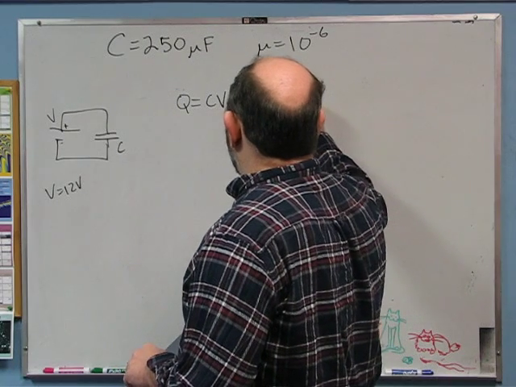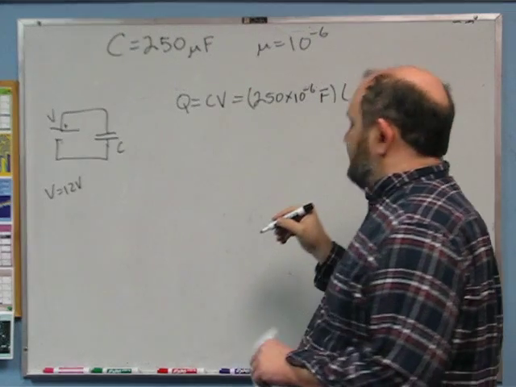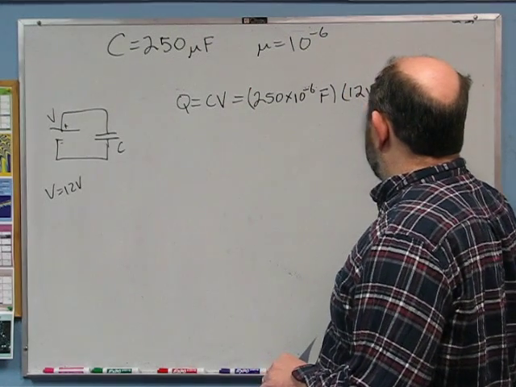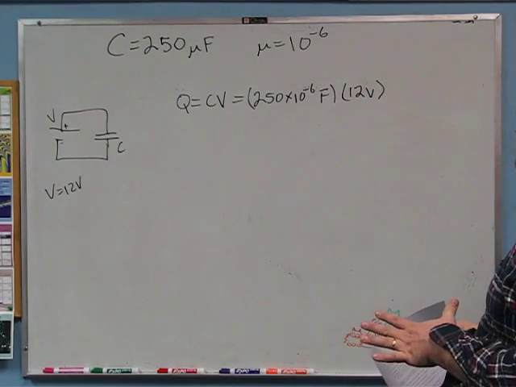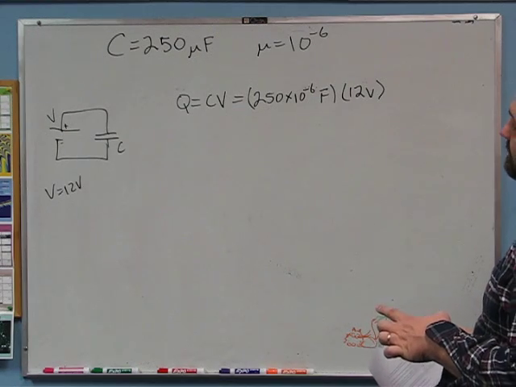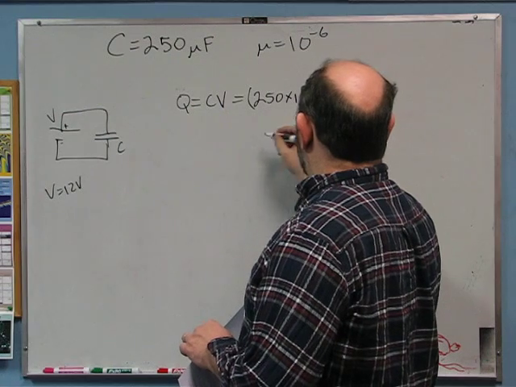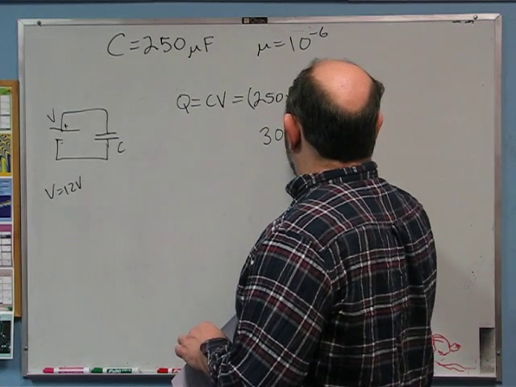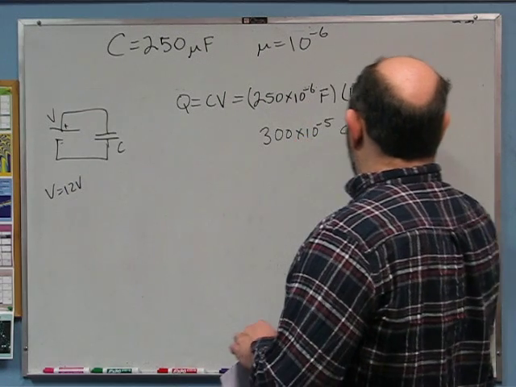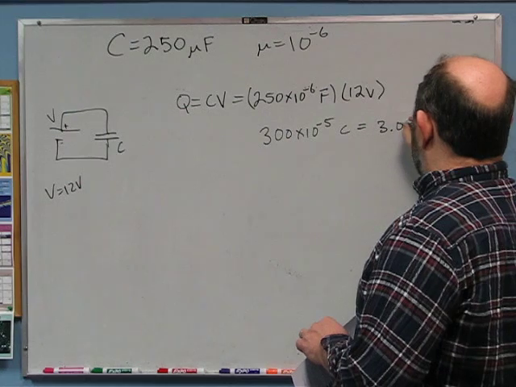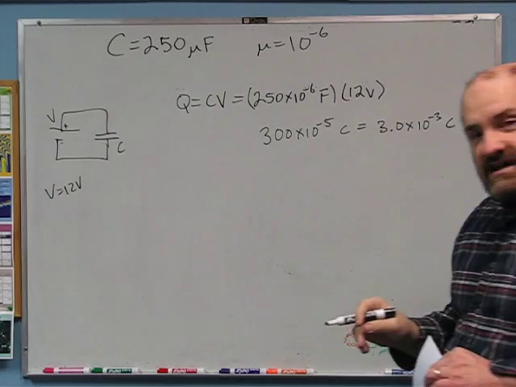It's going to be 250 times 10 to the minus 6 farads times 12 volts, right? So you just multiply these two together and you're going to get, so 250 and 2 times 25 is 50. You're going to get 300, if I did that right, 300 times 10 to the minus 5 coulombs, which is the same as 3.0 times 10 to the minus 3 coulombs. So that's the amount of charge that's on the capacitor.